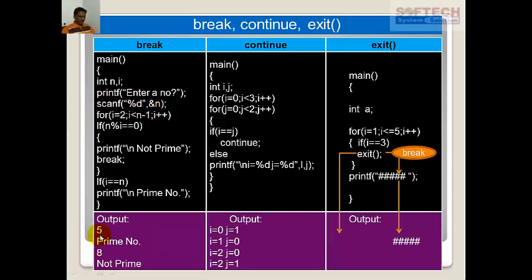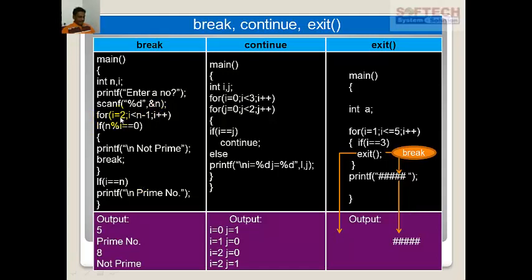For example, if we put 5, it finds whether it is a prime number or not. What is a prime number? A number divisible only by 1 and itself. It is not divisible by any other number. This is prime. If it is divisible by another number between 1 and itself, it is not prime. Otherwise, it's not prime. We get one number.